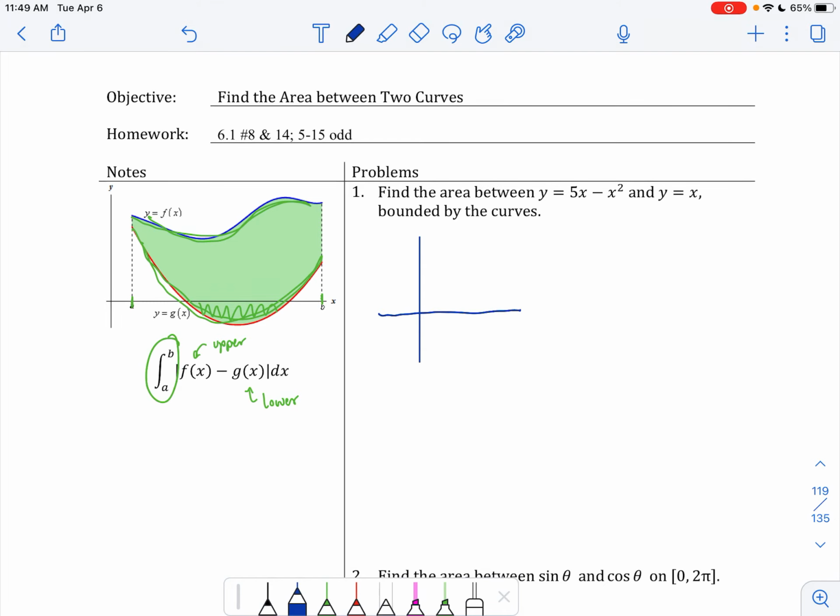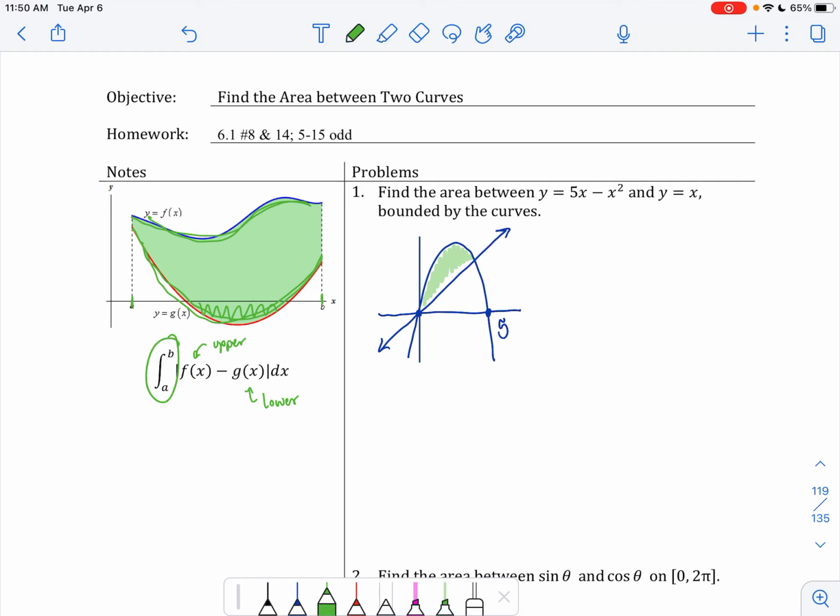So the first function here, y equals 5x minus x squared, is going to be a parabola. It's a negative parabola, so it's going to look like this, going from the origin to 5 as its 2 roots. And y equals x, hopefully you don't need a graphing calculator as much to graph the line going through the origin here, so that the area that you're trying to find is this section right there.